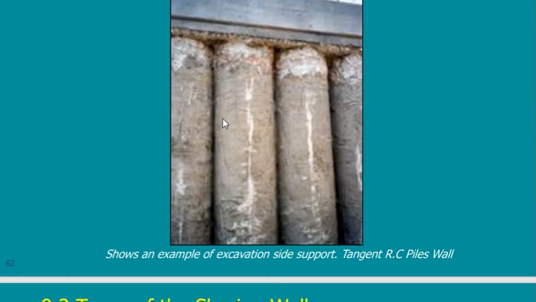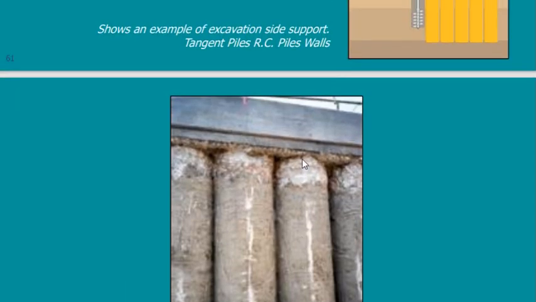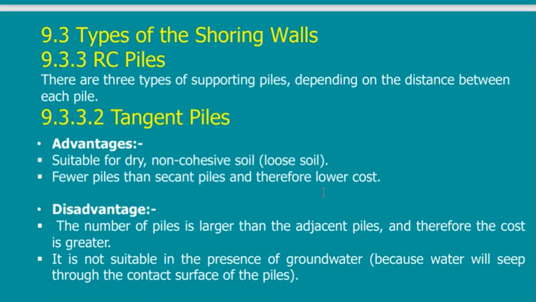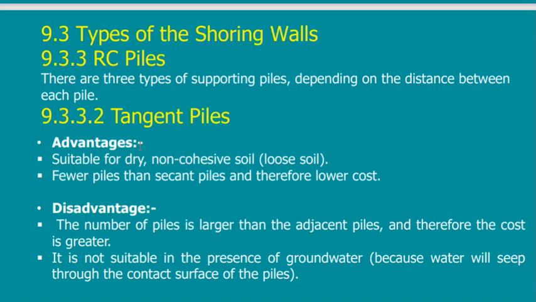Of course, this is very good, and it can be used for loose soil, because soil now cannot pass through if the piles are touching. But if I have water, it will pass. So now I am rectifying the previous type to be able to use it for loose soil, but I still cannot use it for water. So this is the second one, which is called tangent piles. Here, the same that we have just said.